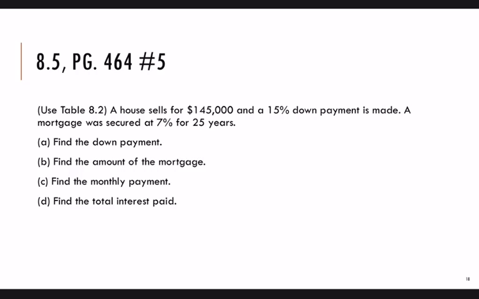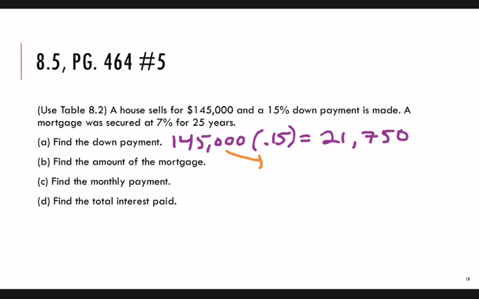So take the house price, multiply by 0.15, and the down payment is $21,750. Okay, find the amount of the mortgage. So subtract the down payment from the house price. So this number minus this number, and that gives you $123,250.